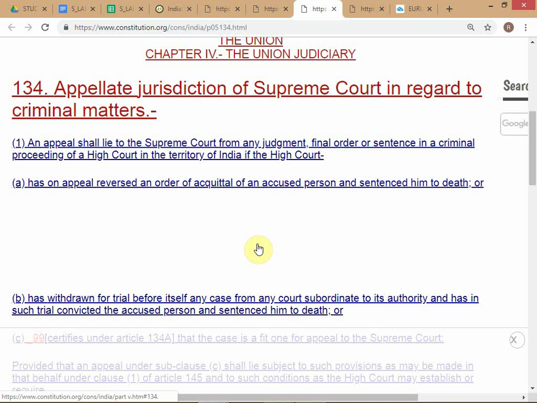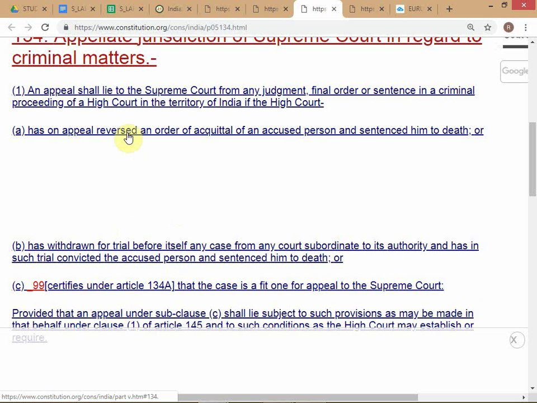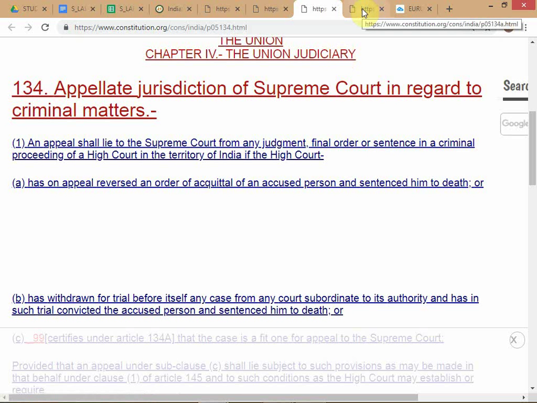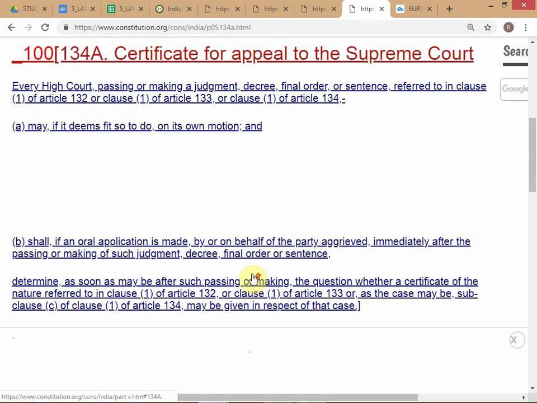Any other criminal matter, you see A and B are dealing with death penalty, when a person has been sentenced to death by the High Court, okay? And the C is actually that the case is a fit one for appeal, any kind of criminal case which the High Court feels is fit for appeal. The High Court can give a certificate of appeal to go and appeal to the Supreme Court, okay? Right, now having done all these, 132, 133, 134, now you see 134A, okay?